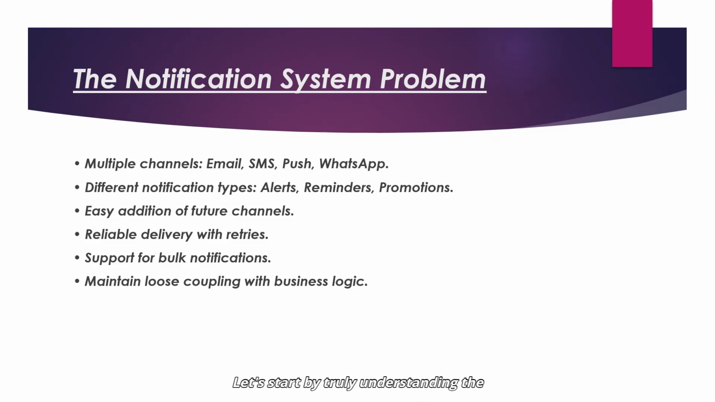Let's start by truly understanding the problem we are going to solve. Imagine we are building a notification system for a product like Amazon or Uber. Notifications must be sent via multiple channels: email, SMS, push notifications, even WhatsApp. Different types of notifications need to be handled: alerts, reminders, promotions. Crucially, the system should allow easy addition of future channels like Slack or Microsoft Teams without needing to rework the core design. Moreover, the system must be reliable.